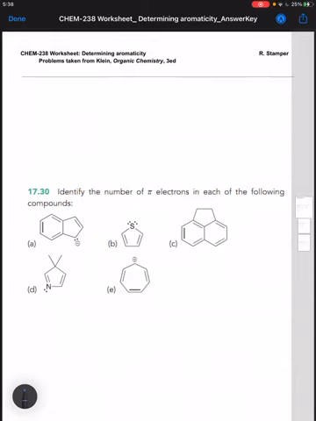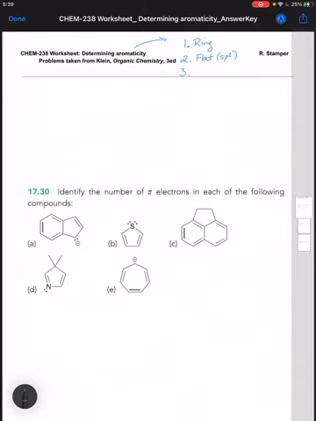So problem 1730, the first one, asks us to identify the number of pi electrons in each of the following compounds. And that's a key component towards determining aromaticity, because remember, aromaticity says that we have to have 3 criteria fulfilled. We have to have a ring structure of some kind so that we can get that cyclic delocalization. We have to have a flat structure so that all of the p orbitals overlap one another, allowing delocalization. And for the most part that requires sp2 hybridized atoms all the way around.